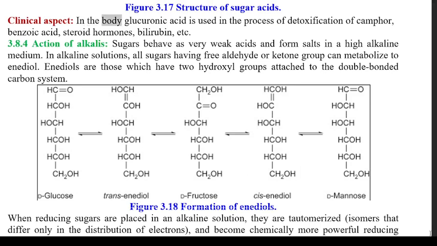Clinical aspect: in the body, glucuronic acid is used in the process of detoxification of camphor, benzoic acid, steroid hormones, bilirubin, etc.